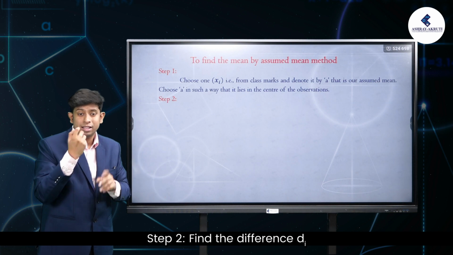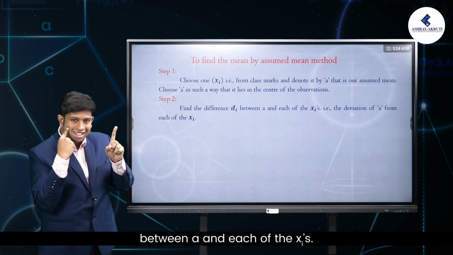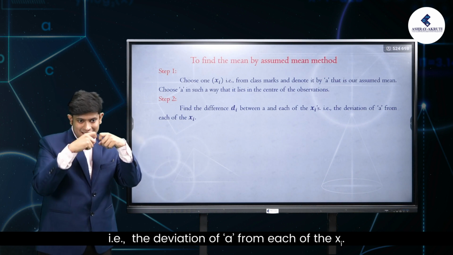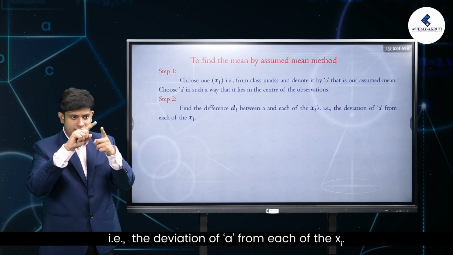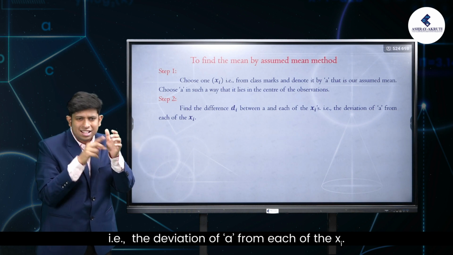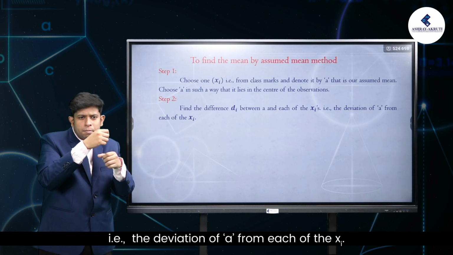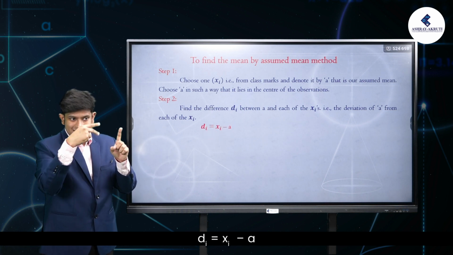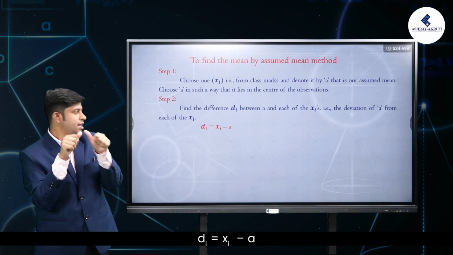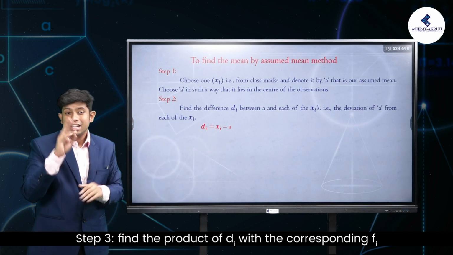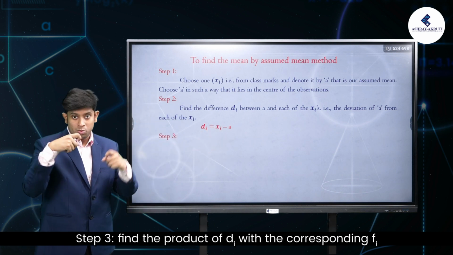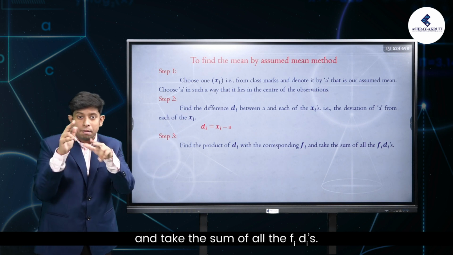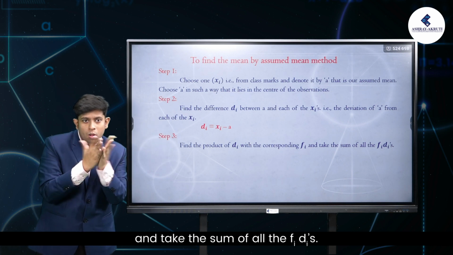Step 2. Find the difference di between A and each of the xi's, that is the deviation of A from each of the xi. di is equal to xi minus A. Step 3. Find the product of di with the corresponding fi and take the sum of all the fi di's.